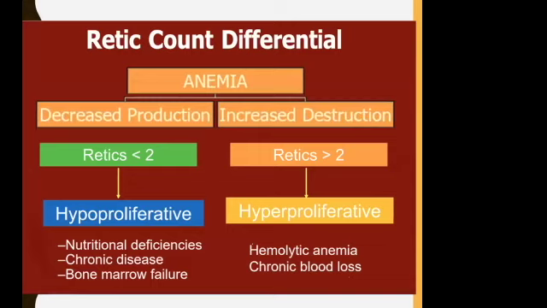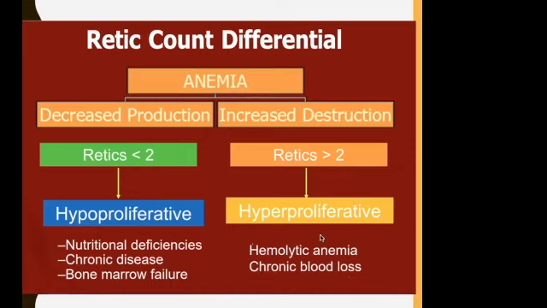reticulocyte counts now, and what do they mean? As I said, the reticulocyte count gives us an image of the activity of the bone marrow. If the reticulocytes are lower than 2, it means your bone marrow isn't producing RBCs as fast as it should. Why isn't it working? Maybe you don't have enough raw materials, so you have nutritional deficiencies. Sometimes that happens with chronic diseases, and sometimes patients have bone marrow failure.